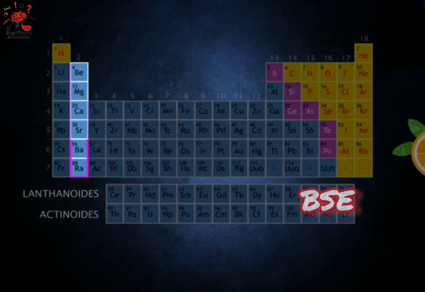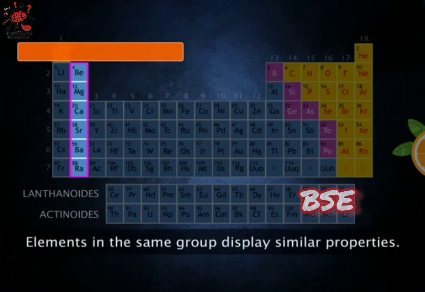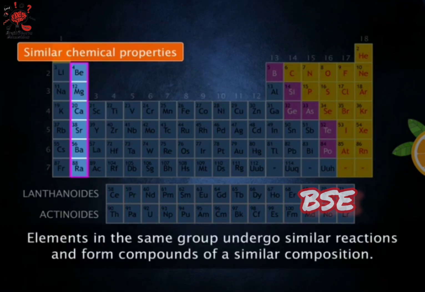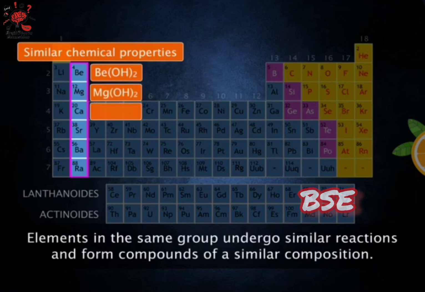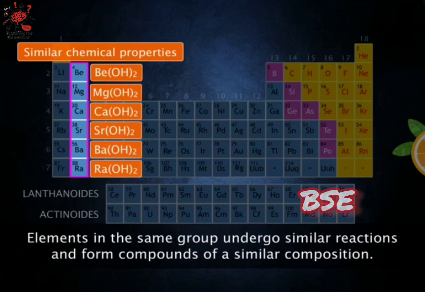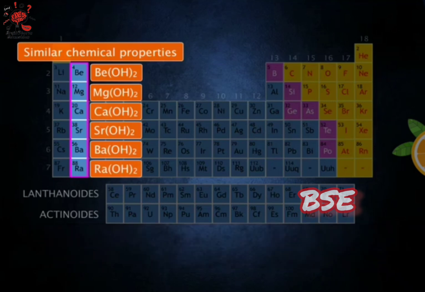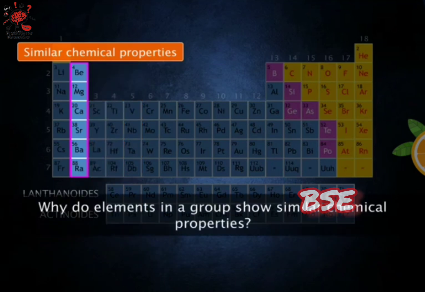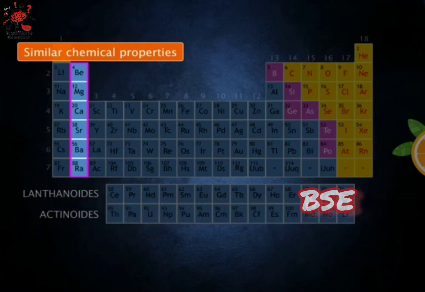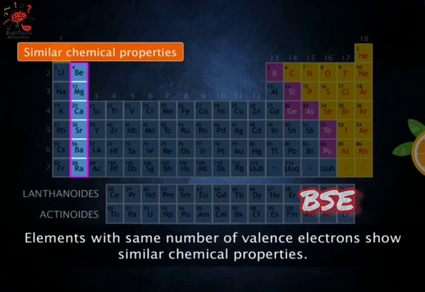How are the elements in a group related? All elements in a given group display similar properties. Elements in a group undergo similar reactions with other substances, forming compounds of a similar composition. Why do elements in a group show similar chemical properties? Is it because they have the same number of valence electrons?